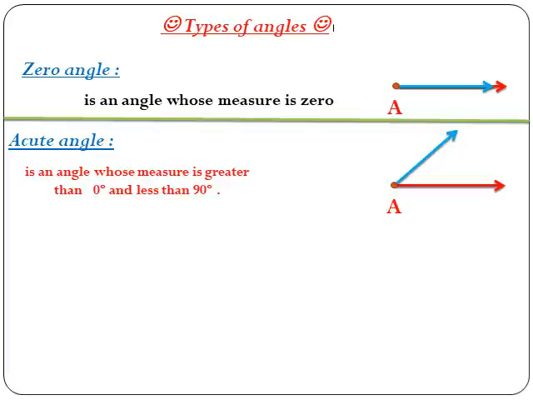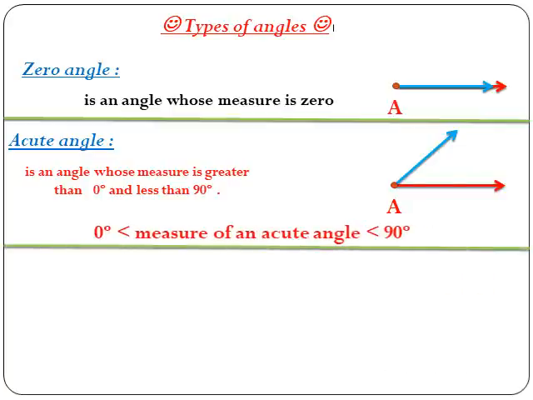If the measure of the angle is 30 degrees, it's acute. 50 degrees, acute. 60 degrees, acute. 70 degrees, acute. 80, 89, 88, it's acute. Okay, so any angle whose measure is between 0 and 90 is an acute angle. Don't forget that. Okay, what about the next?